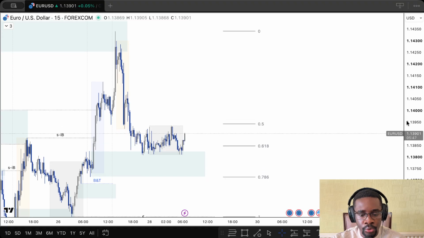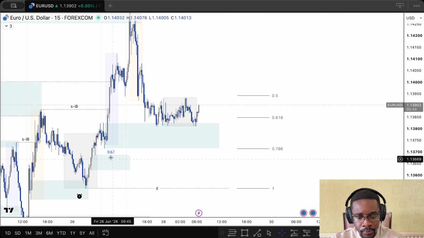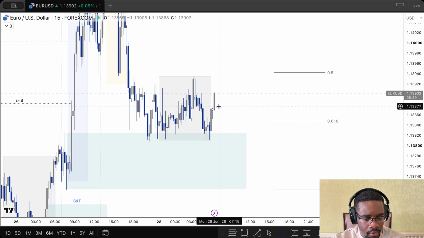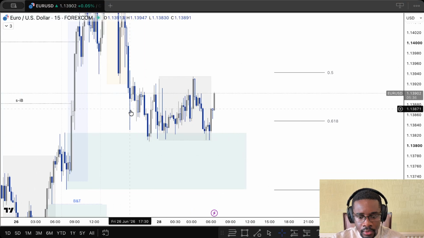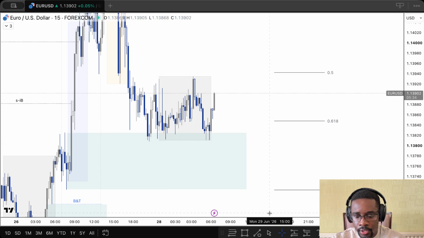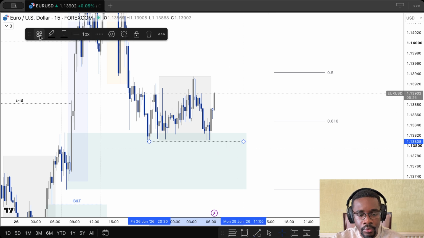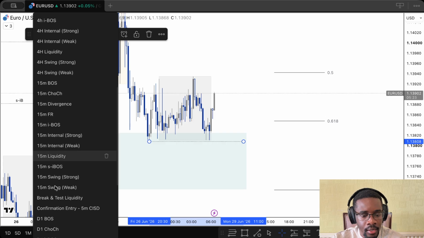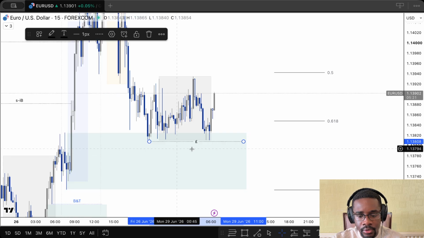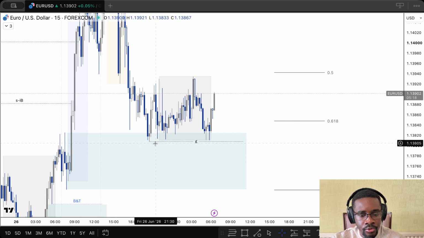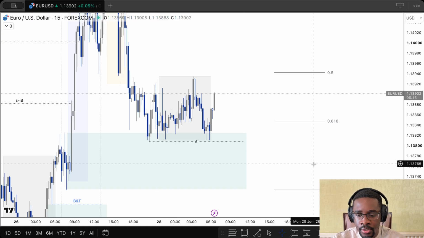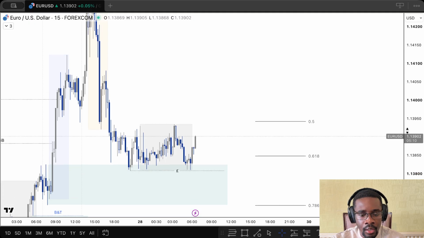However, there's no liquidity that's been taken really. So my anticipation is, if I'm going to continue looking for bullish price action, then this becomes a 15-minute structural low that I'll be waiting to see get taken.